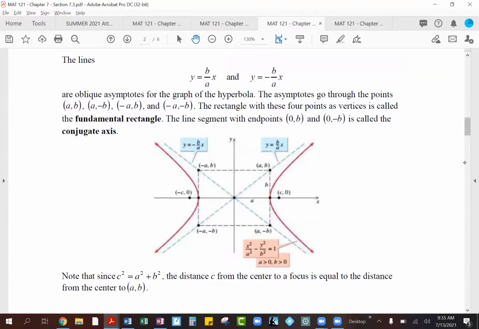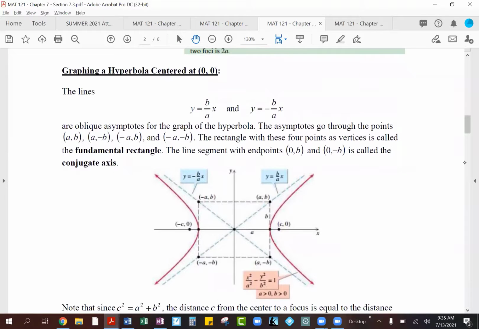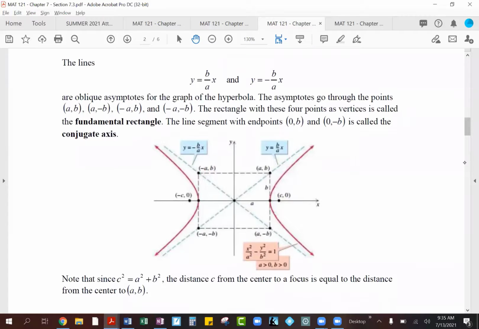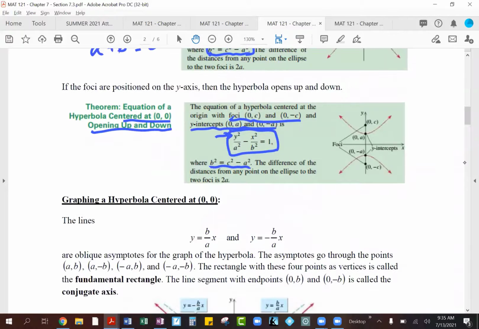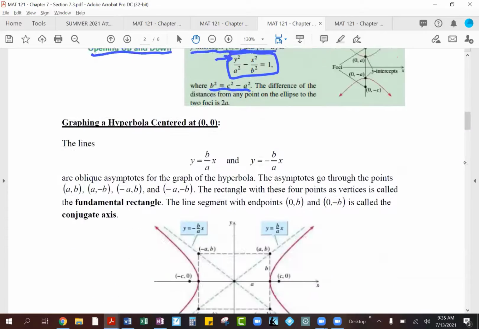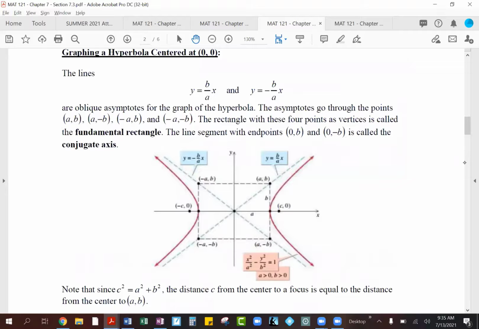Normally when we graph hyperbolas by hand, you actually have to create a dummy structure before you can draw those branches. This is where the idea of a fundamental rectangle comes into play. You take these denominator values, A and B, and those create the four vertices of a fundamental rectangle. For a hyperbola opening left and right, your vertices are (A, B), (A, negative B), (negative A, B), (negative A, negative B). Those create this fundamental rectangle.